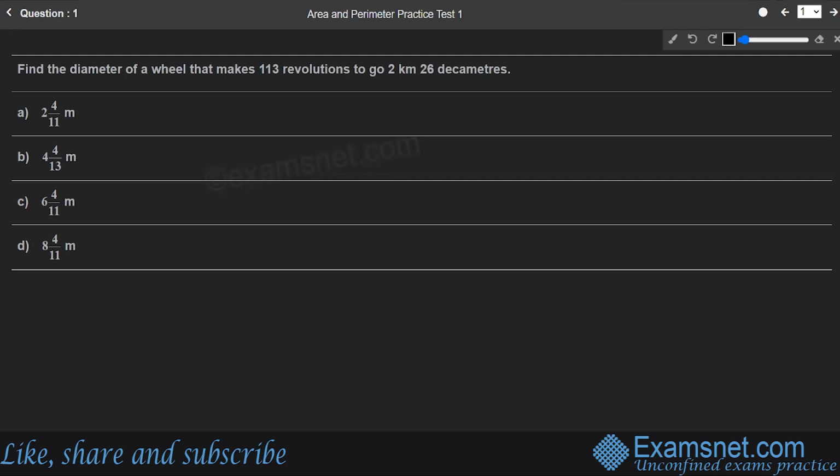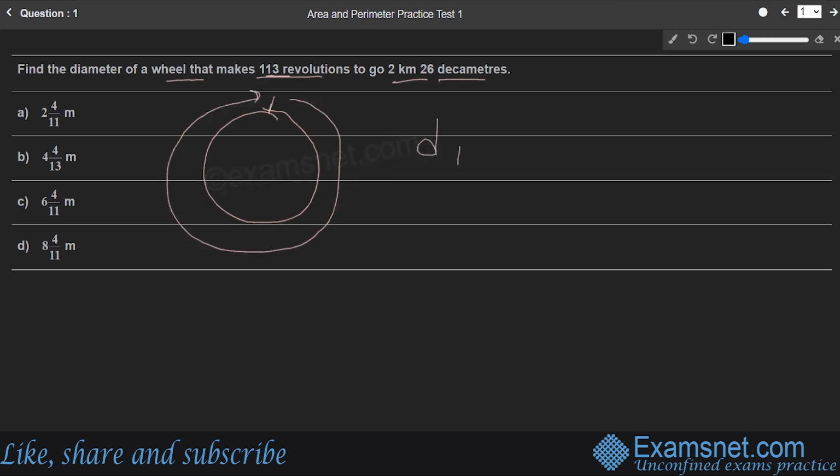Okay, so the question says find the diameter of a wheel that makes 113 revolutions to go 2 kilometer and 26 decameters. Okay, so there is a wheel, and it has to take revolutions. If we see the distance covered in one revolution, it is actually the circumference of the circle, because in one revolution it will complete one complete circumference.